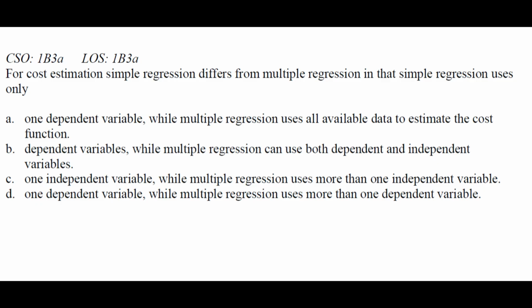D. One dependent variable, while multiple regression uses more than one dependent variable. Incorrect. Standard multiple regression still has only one dependent variable. Correct answer: C. One independent variable, while multiple regression uses more than one independent variable. Exam tip. Simple regression, one dependent variable plus one independent variable. Multiple regression, one dependent variable plus two or more independent variables. The number of independent variables is what distinguishes the two methods.